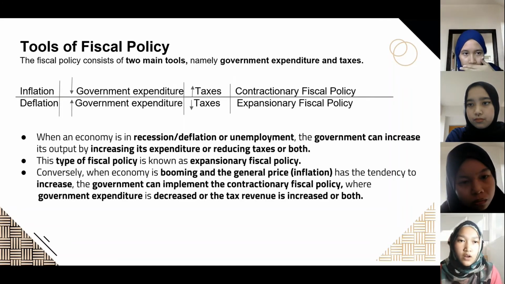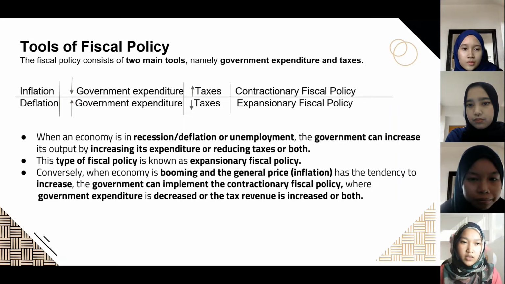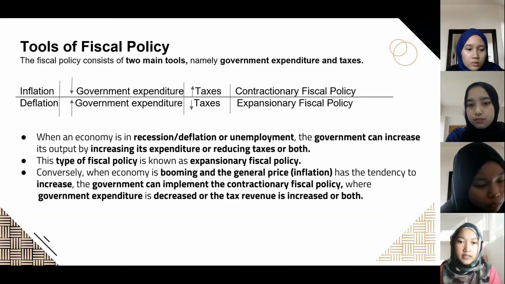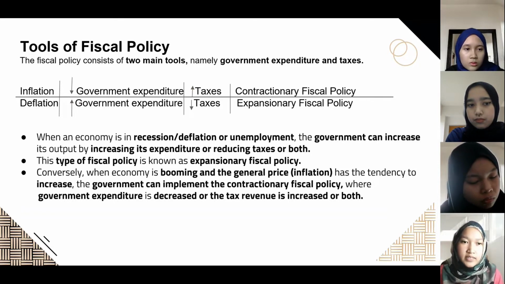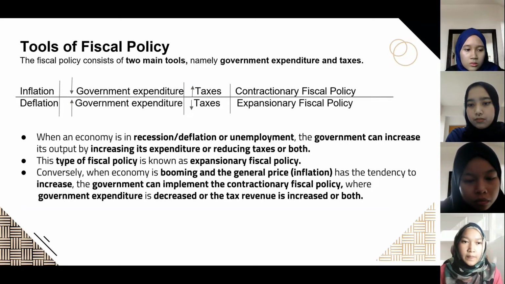Next, we go to the tools of fiscal policy. Fiscal policy consists of two main tools, namely government expenditure and tax. Okay, let me explain. When an economy is in recession and deflation or unemployment, the government can increase its output by increasing its expenditure or reducing tax or both. This type of fiscal policy is known as expansionary fiscal policy.